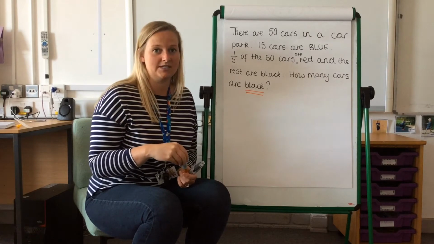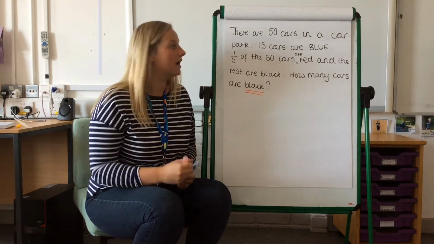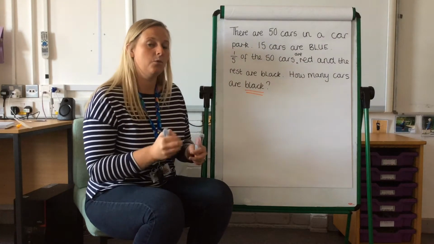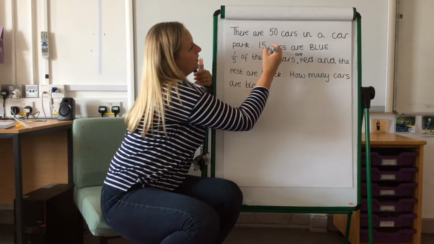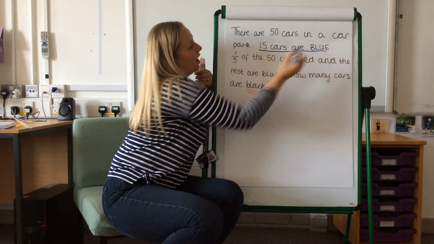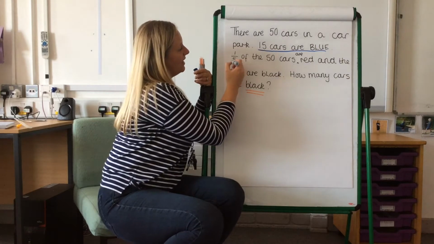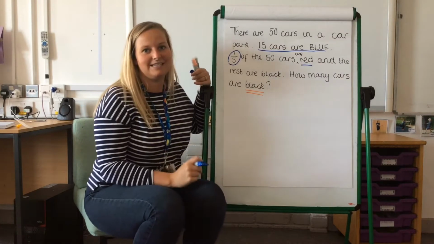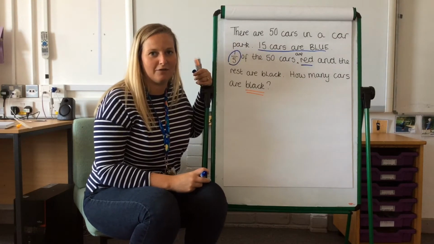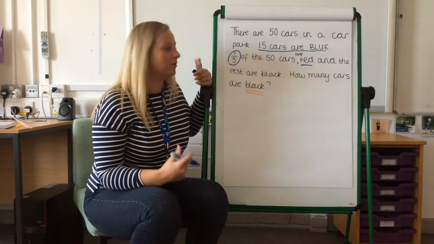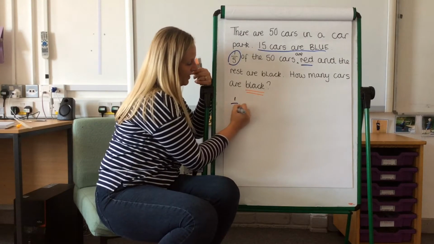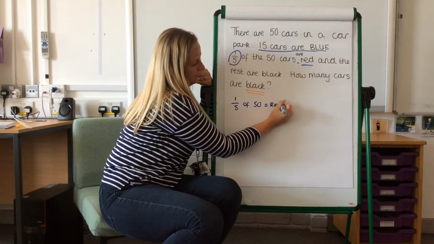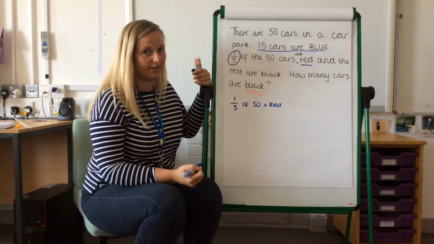The question has told us information about 2 other coloured cars, blue and red. So I'm going to circle what information they've told me. So 15 are blue and 1/5 are red. Now, they've been sneaky because even though they've told you there's 1/5 of the cars are red, that's not actually a numerical number. They're telling you 1/5 of 50 equals the red cars, and we have to work that out.